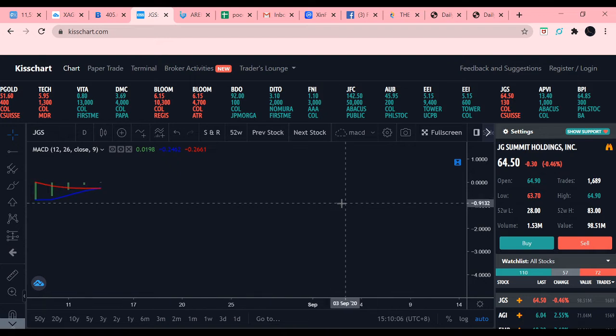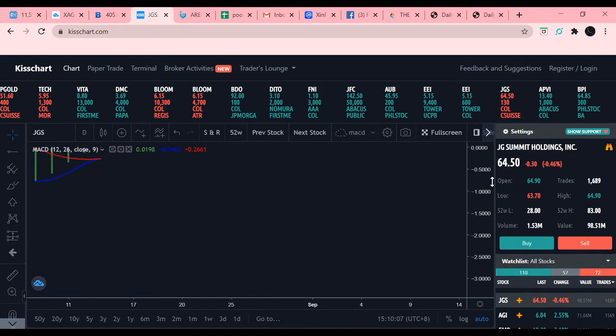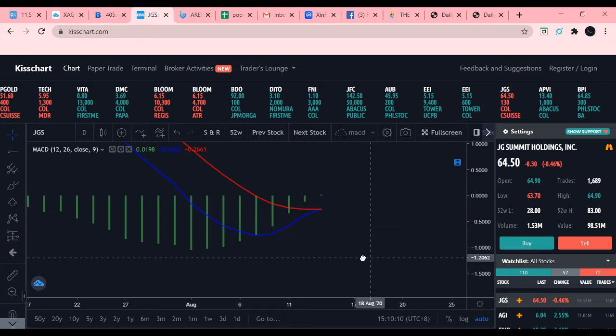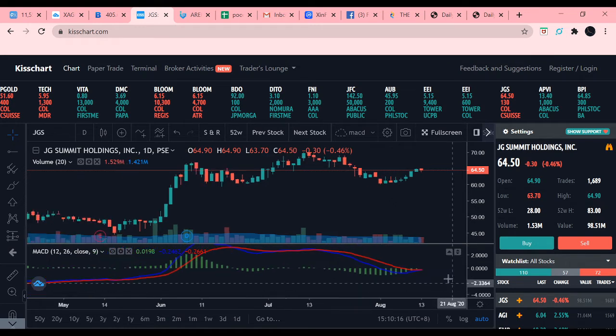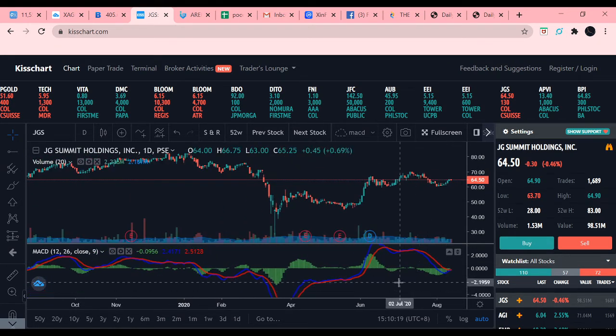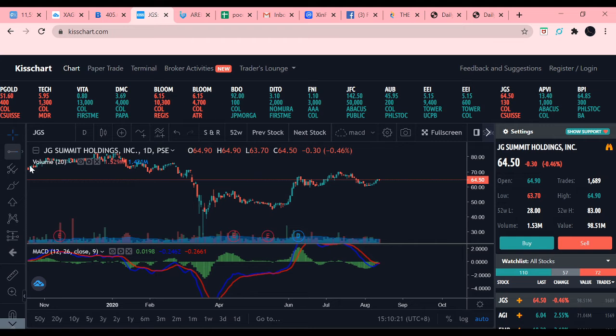Palakihan natin, and yun. Nasa taas na yung kulay blue, or yung MACD line. So, since nag-cross na siya, it's more on an upside. Wala siyang divergence. Crossovers ang meron siya. So, that's actually a nagkaroon siya ng resistance at that area.